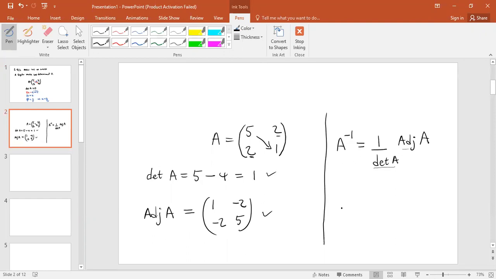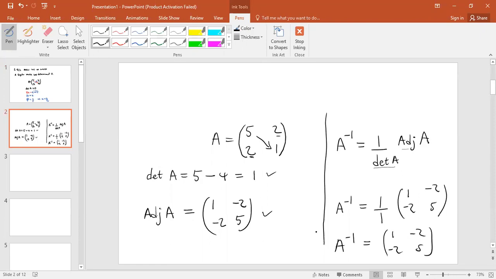Then we can solve for the inverse. So A inverse is equal to 1 over the determinant, which is 1, so we substitute 1, then multiply by the adjoint matrix, which is 1, negative 2, negative 2, and 5. So 1 divided by 1 gives us 1, then multiplying each entry by 1 gives the same figures that we have. So we have 1, negative 2, negative 2, and 5. That is the inverse of A.